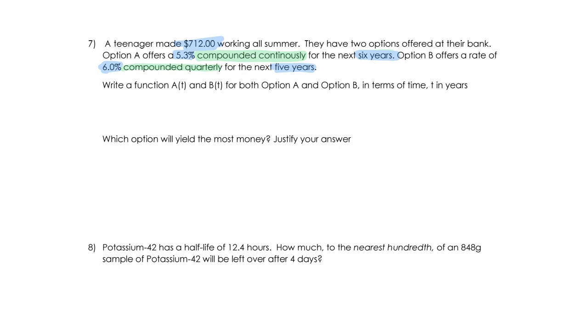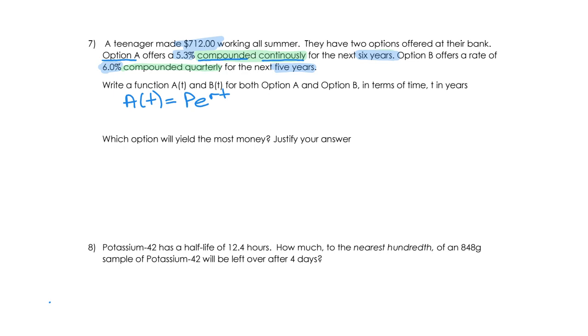Okay, so in the first one for option A, they want us to use A of t, but yeah, we can do that. But for option A, keep in mind that option A said compounded continuously. So I'm going to write down the formula first. So it's A of t equals P e to the RT. Remember, if you want continuously great looking hair, use per shampoo.